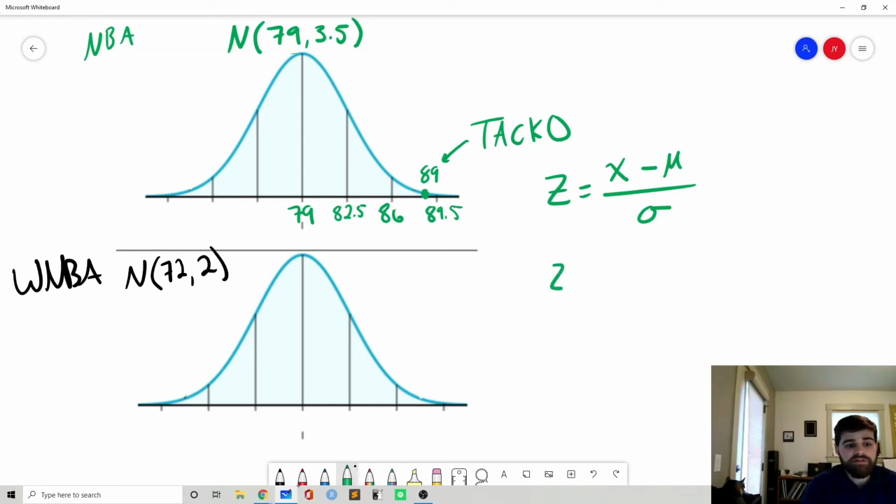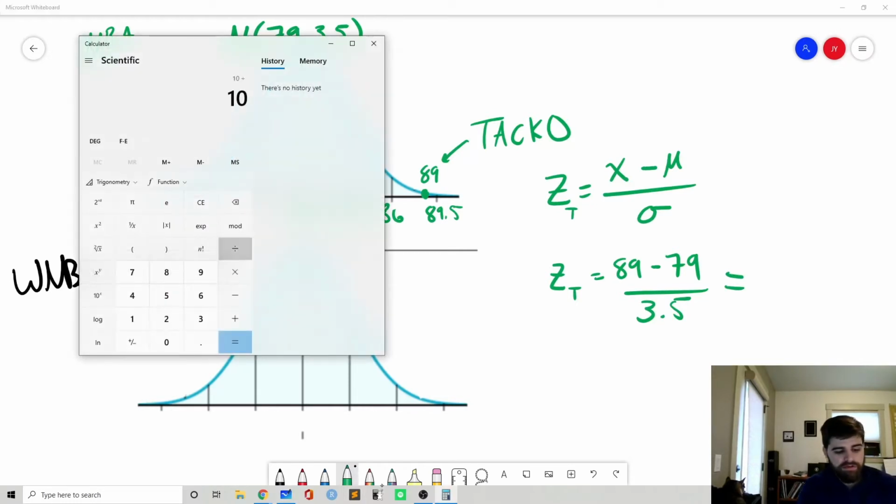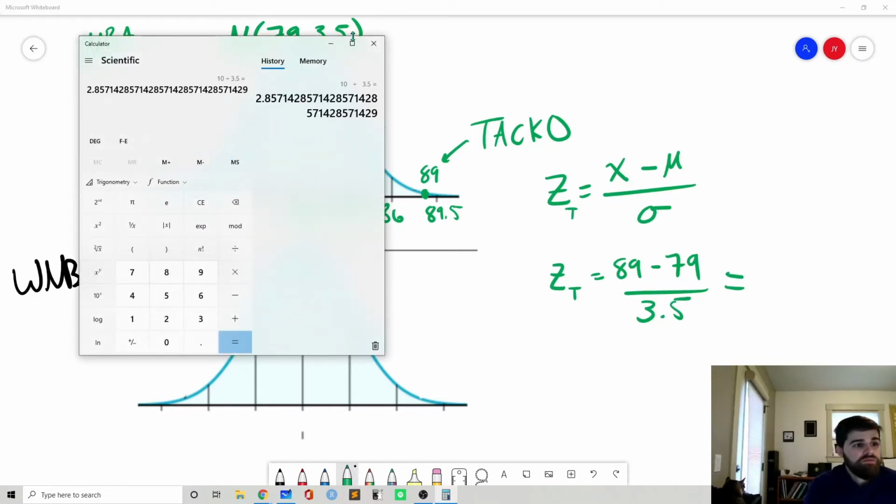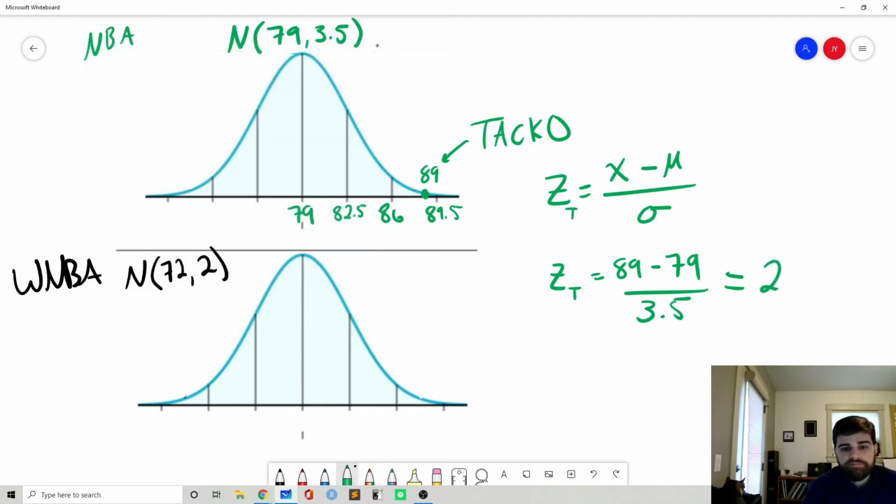Let's do our calculations. So the z-score for Tacko: 89 minus the average of 79, divided by 3.5. We get 10 over 3.5, 2.86. So Tacko's z-score is positive 2.86, meaning he is 2.86 standard deviations above average.